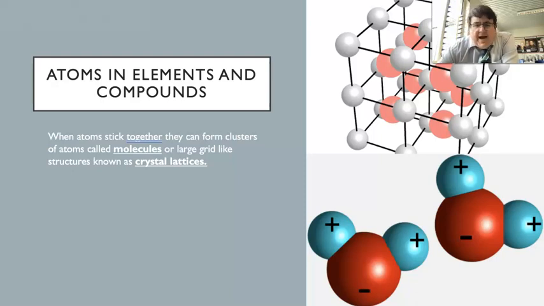First off, though, when we're talking about atoms sticking together, they can form two different structures. So to start with, when they form clusters together, for example, you've got a water molecule here, so hydrogen and oxygen, two hydrogens and an oxygen. These are molecules. When atoms stick together in a cluster like this, that's called a molecule. But when they form grid-like structures like we see up here, that's when we call them a crystal lattice. So elements can come together and form two different substances, crystal lattices or molecules.